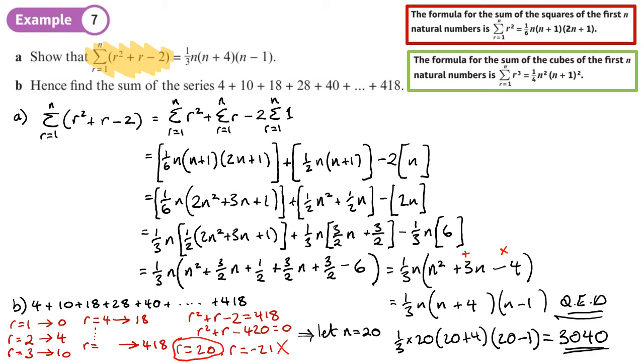Now, not just in this, but any question where you see this word hence. Hence means it will be so much easier if you used what you have just worked out or shown in the previous part of the question. That's the easy way. The hard way is let's work out from scratch. So hence means use what you have worked out previously to help you. It's giving you a clue.